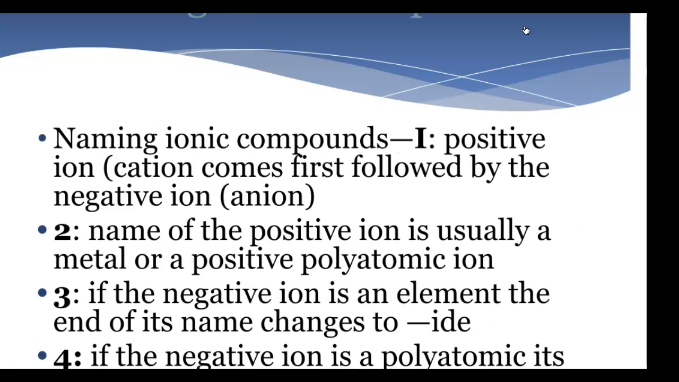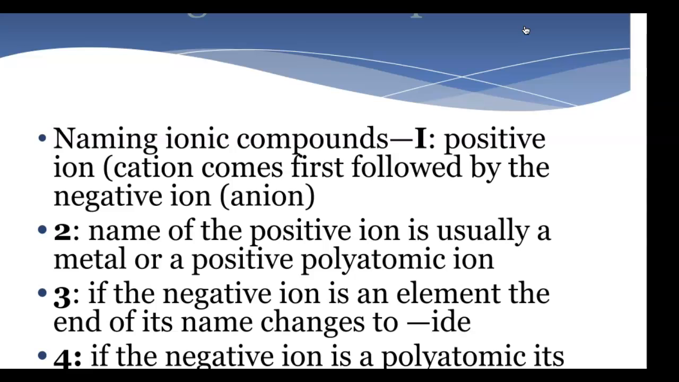Okay, when we name ionic compounds, there's a couple rules to remember. Positive ion, that's your cation, always goes first. The negative ion always comes second. When we name them, the positive ion gets its full name. The negative ion, if it comes off the periodic table, meaning it's a binary compound, 2 elements off the periodic table, that ending for that name changes to IDE. If it's a polyatomic, you leave the name alone, just like it's written on your polyatomic sheet.